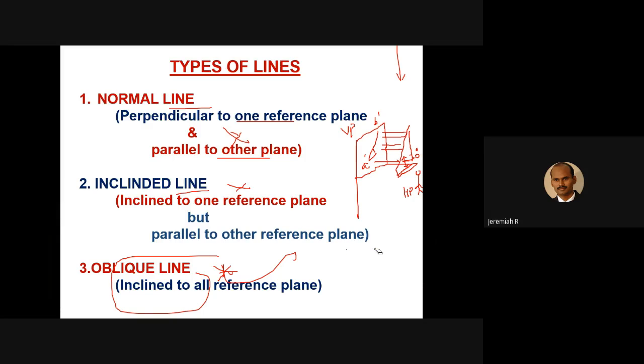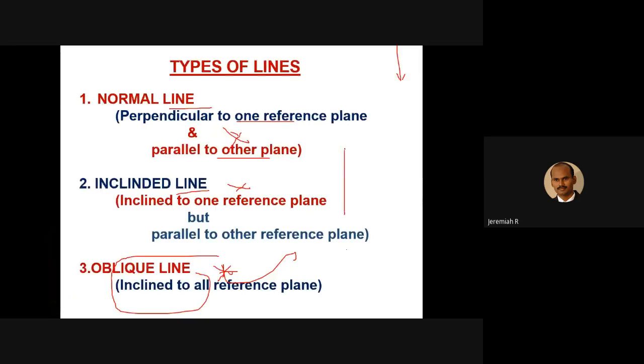We'll just see this, and after that we'll see one animation. Then we'll come to individual topics elaborately, one by one. Every case we'll see elaborately. First we'll see the last case, the oblique line. So what is an oblique line?